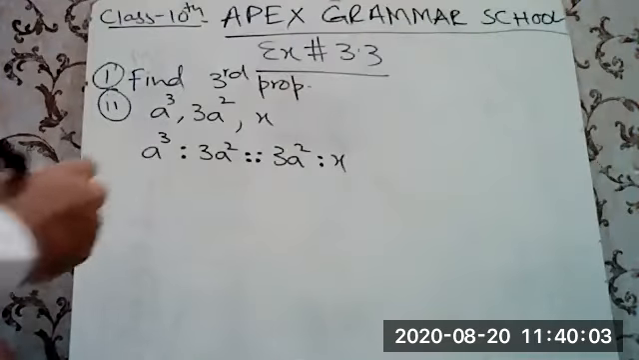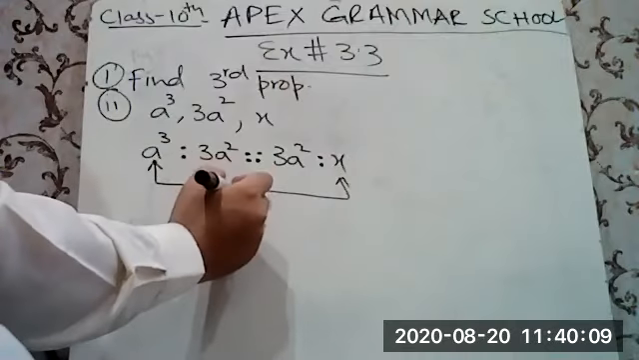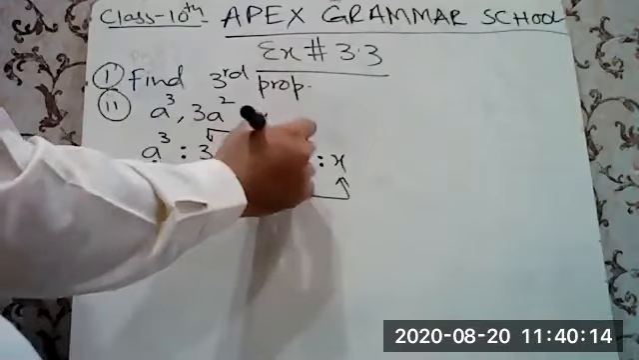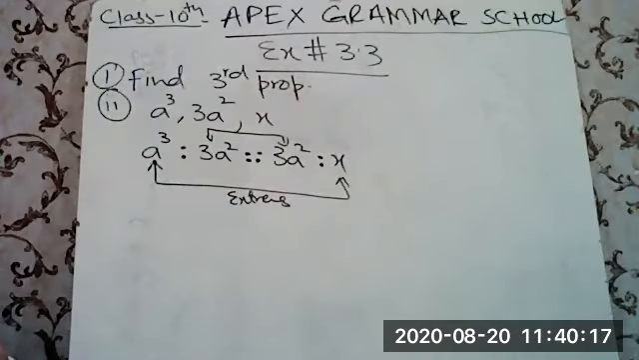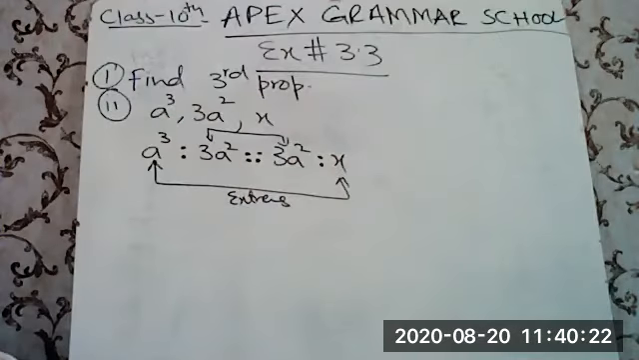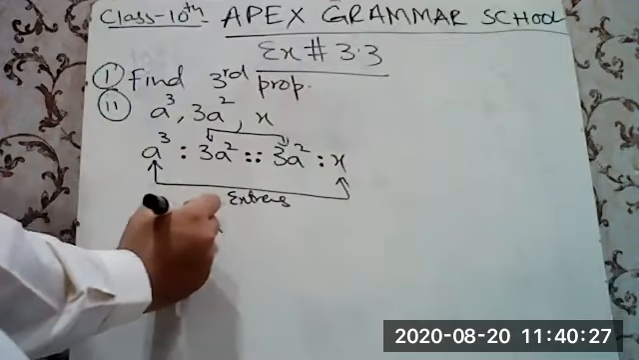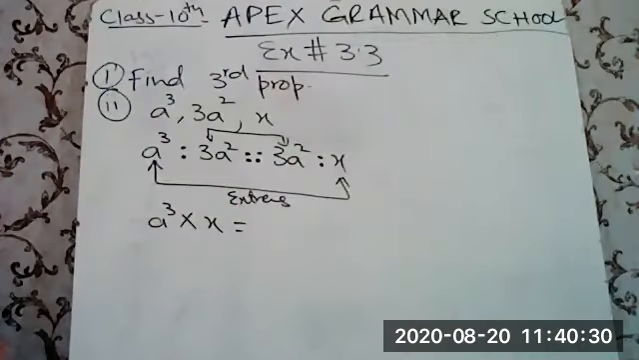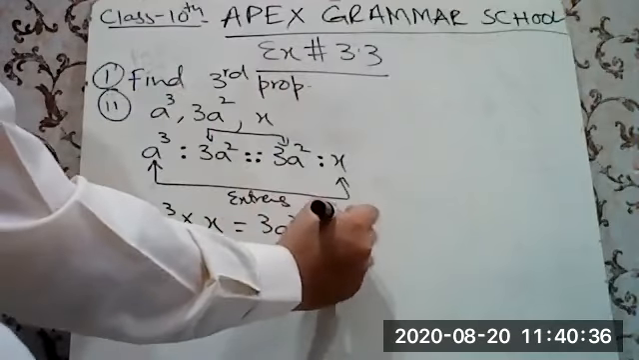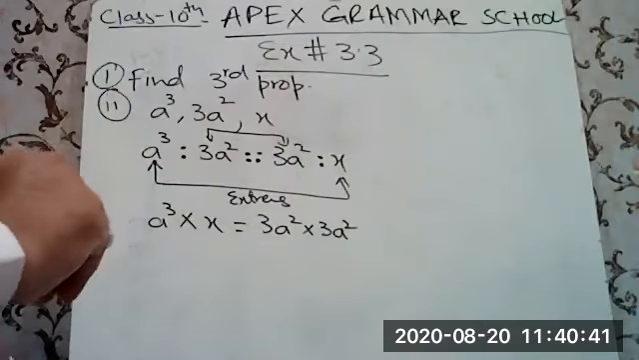Now again, these are extremes and these are means. So the product of extremes is equal to the product of means. We can directly write that a cube multiplied by x is equal to 3a square multiplied by 3a square. And now this a cube will go to the right hand side.